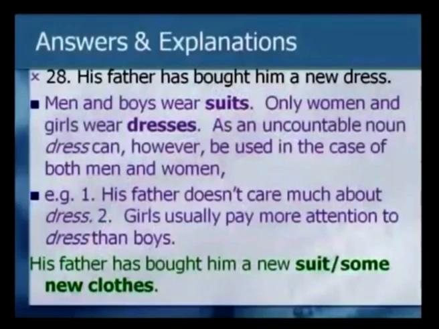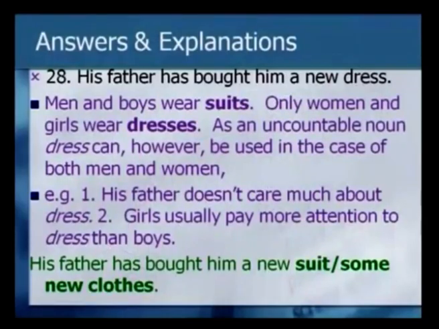As an uncountable noun, dress can, however, be used in the case of both men and women. That is generally when you use it in an uncountable sense. So, there are examples like this. His father does not care much about dress, which means what he wears, what he buys, he does not give a damn to it, in a very uncountable sense. Girls usually pay more attention to dress than boys, again uncountable sense.